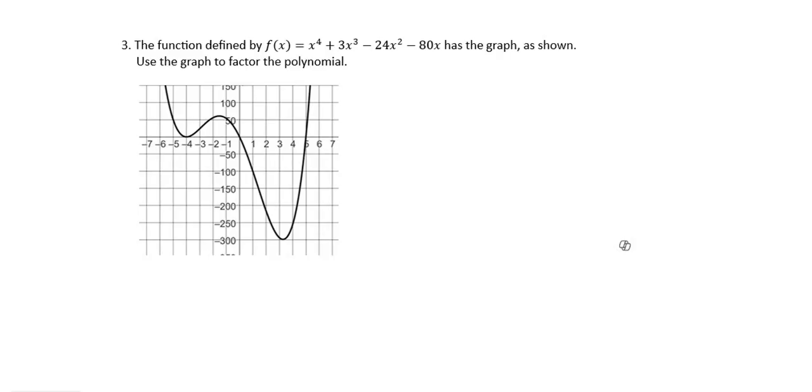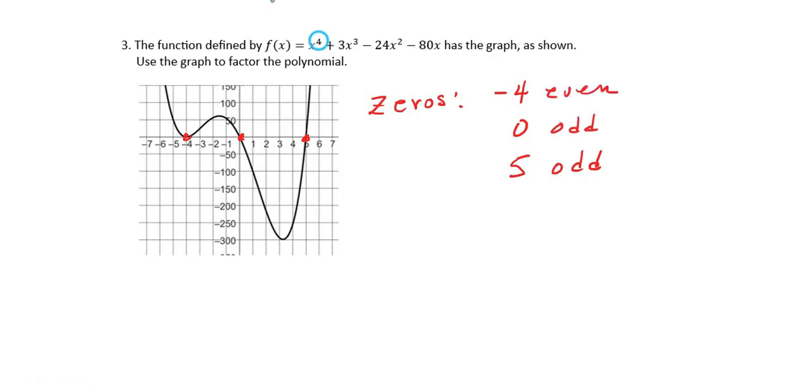Problem 3. The function defined by the following has the graph as shown. Use the graph to factor the polynomial. I'm going to start off by finding the zeros. Then I'm going to determine if their multiplicities are odd or even. Now I know my equation is degree 4. So when I list out the multiplicities, I know that they have to add up to be no more than 4. So the only way that's going to happen is if I have a multiplicity of 2 here, 1 here, and 1 there. So that's a total of 4, which matches the degree of my function.